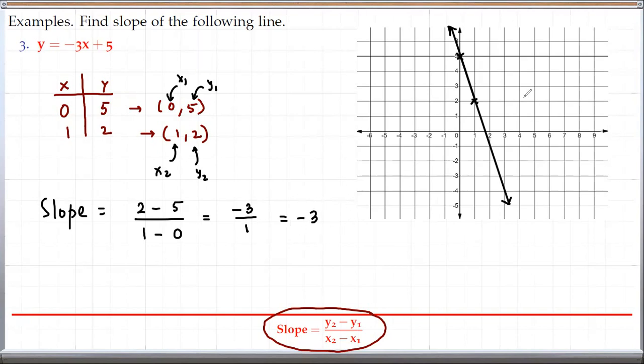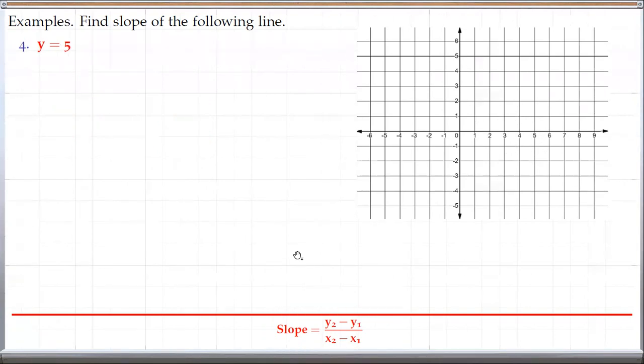The slope is negative here since it's sloping downward. So as your x values are increasing, the y value is going down. Next, we have y equals 5. So again, let's try to quickly graph this. So y equals 5 is a horizontal line at a y value of 5. So we can easily graph this equation. So this is the graph of y equals 5.